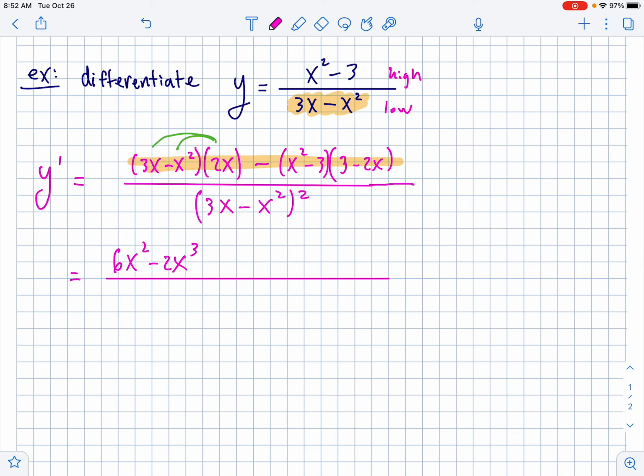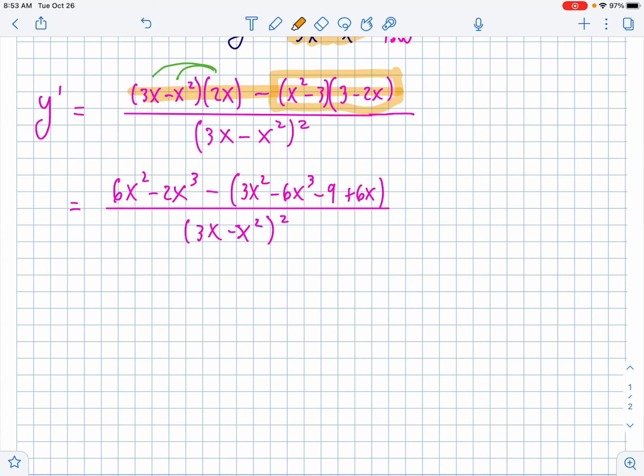If I distribute here and here, I get 6x squared minus 2x to the third. Then I am going to FOIL these two and leave that minus on the outside. So we're going to do minus, and then whatever that would be FOILed out. So that would be 3x squared minus 6x cubed. Inner would be minus 9, and then last would be plus 6x. And this is still over 3x minus x squared, squared.